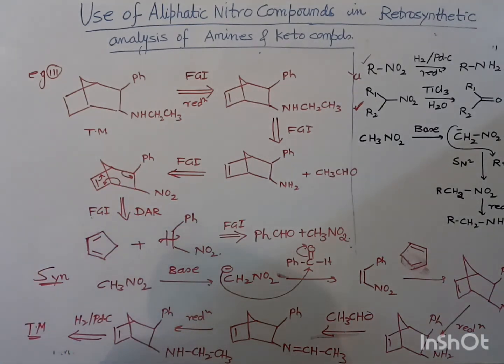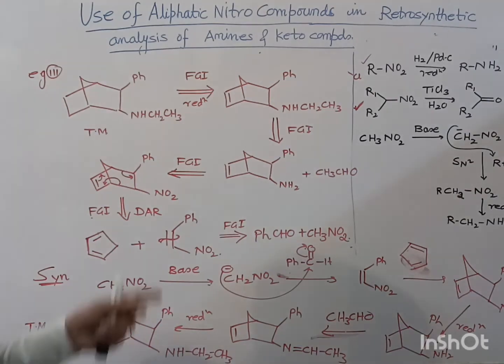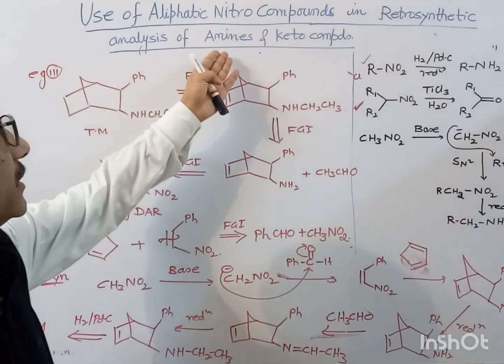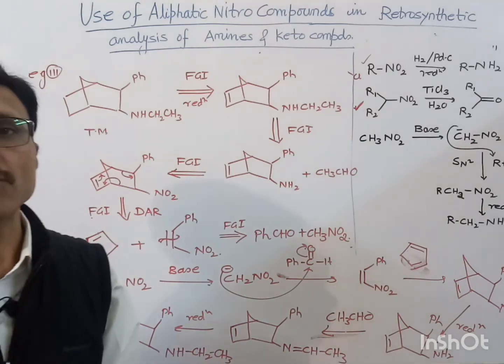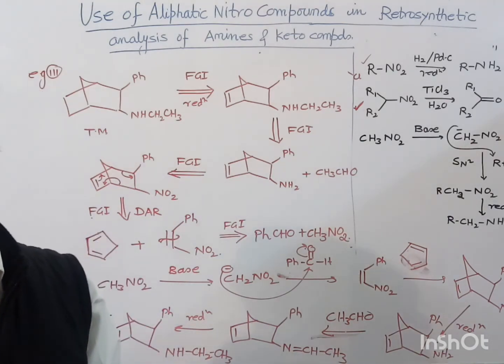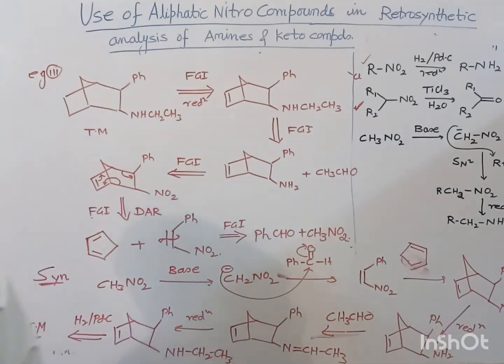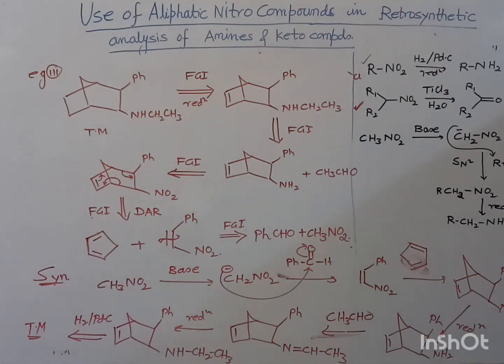So these are some of the examples for writing the retrosynthetic analysis of amine and a keto compound via nitro compound. Thank you.